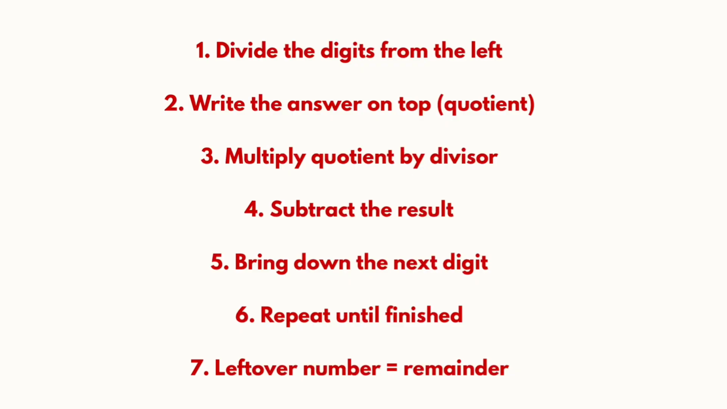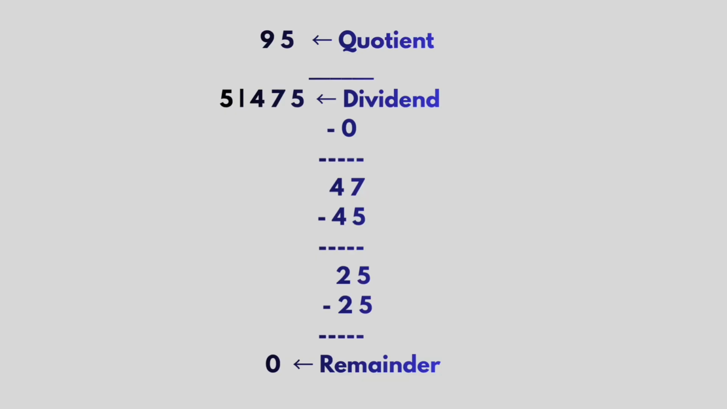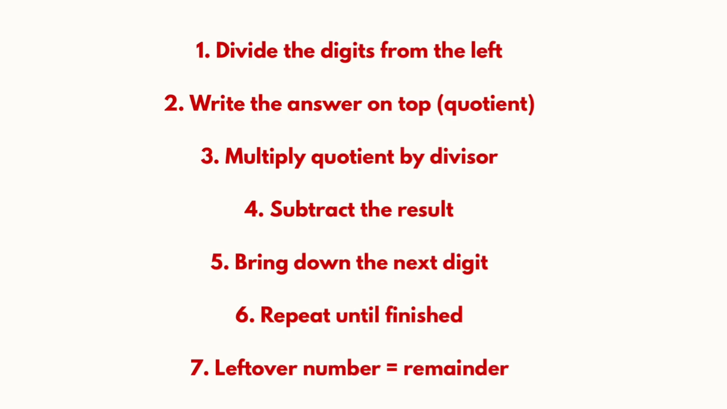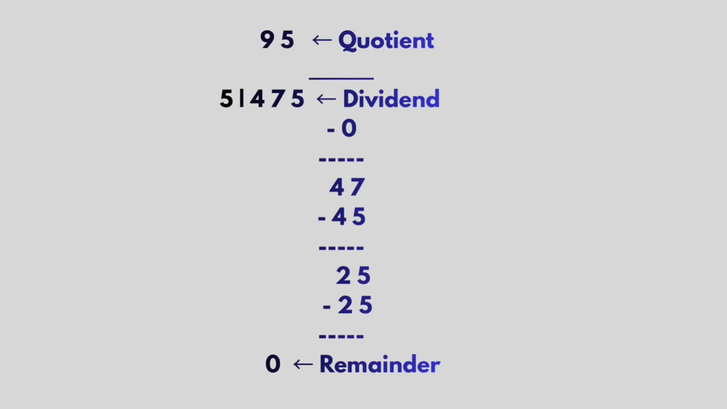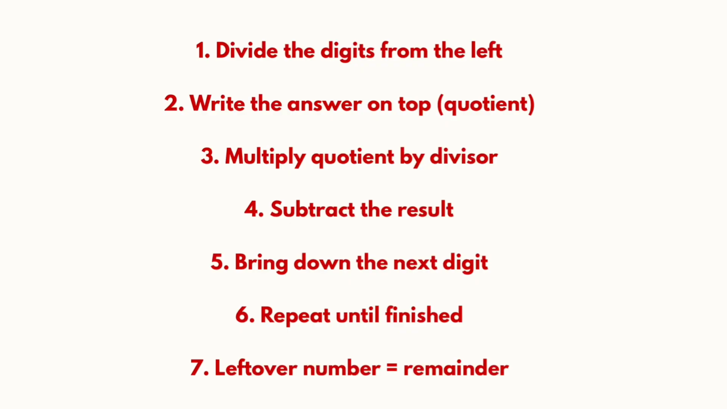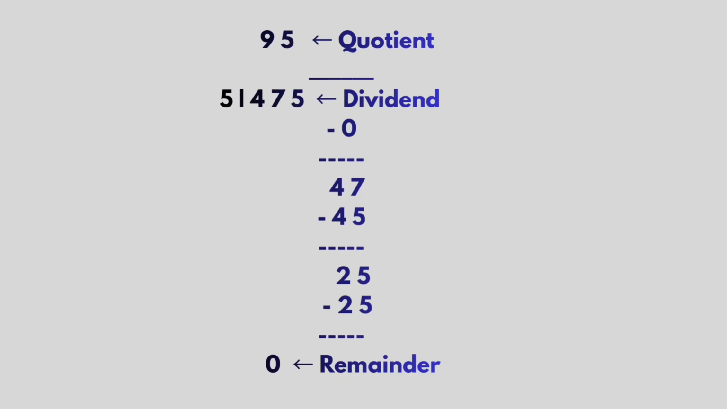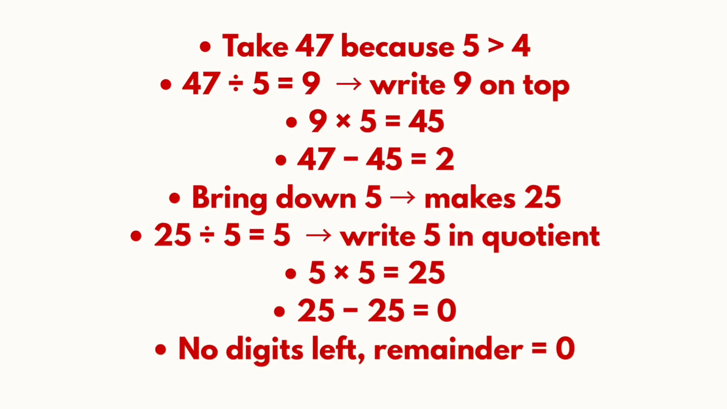Example here: 475 is the dividend. Dividing it into parts by 5. 5 is the divisor here. First, see how we are dividing. Okay. I will explain the steps to you. Take 47 because 5 is greater than 4. So 47 divided by 5 gives us 9.